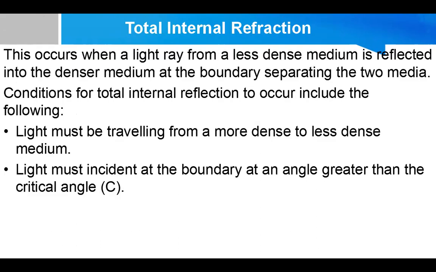When you're talking about total internal reflection, this occurs when a light ray from a denser medium is reflected back into the denser medium at the boundary separating the two media. The conditions for total internal reflection to occur: the first one is that the light must be traveling from a more dense to a less dense medium. Also, the light must be incident at the boundary at an angle greater than the critical angle.